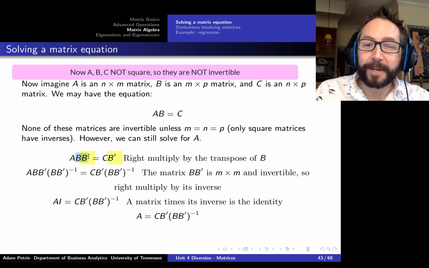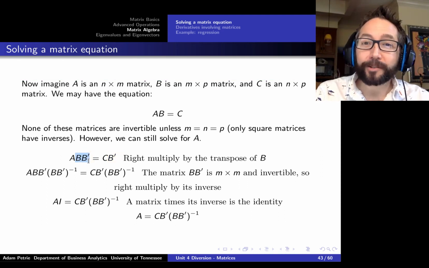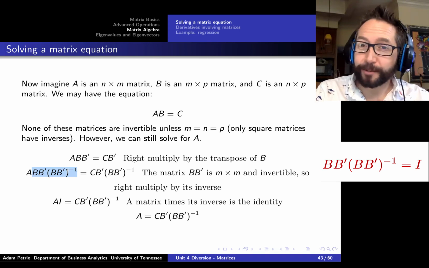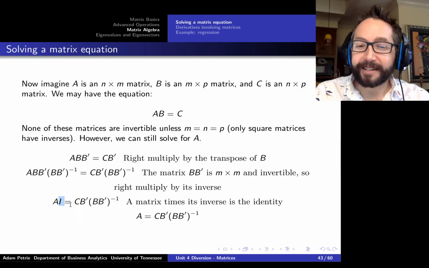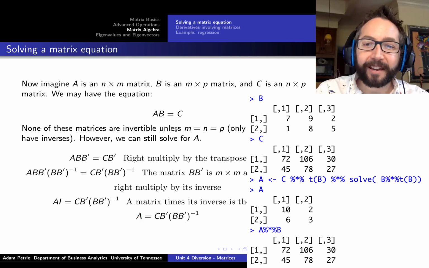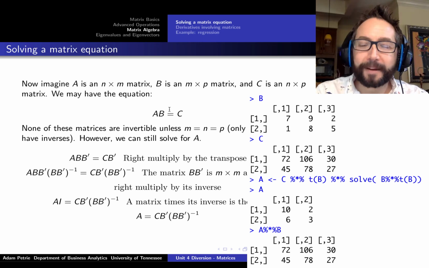What's great is that B times B transpose is now going to be a square matrix, so I could further multiply both sides of this equation by the inverse of B times B transpose. So once I do that, I have a matrix, and the inverse of that matrix, that's going to be the identity matrix. A times the identity is just going to be A. So I have a fairly complicated matrix equation that lets me solve for the matrix A in this equation right here. It's a little bit about how matrix algebra works here.